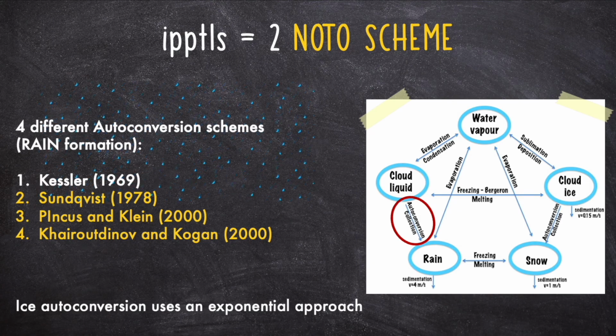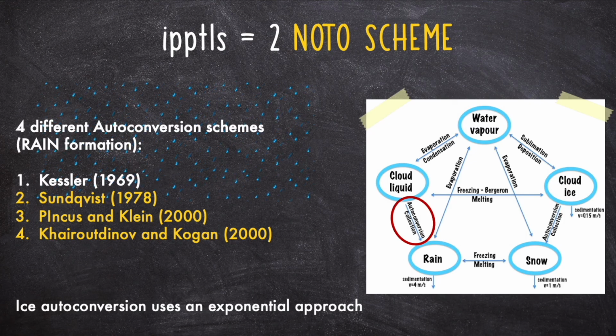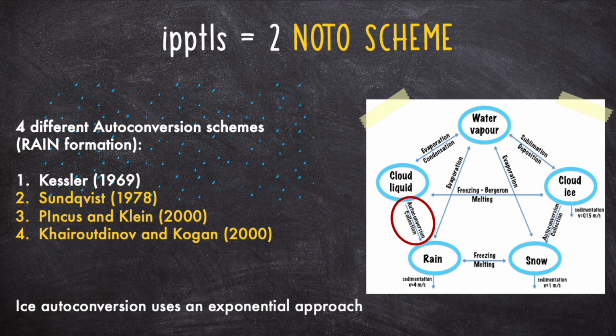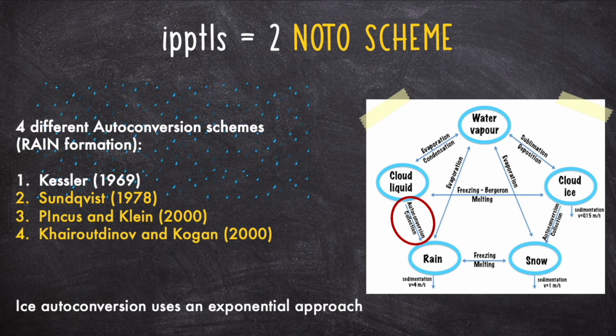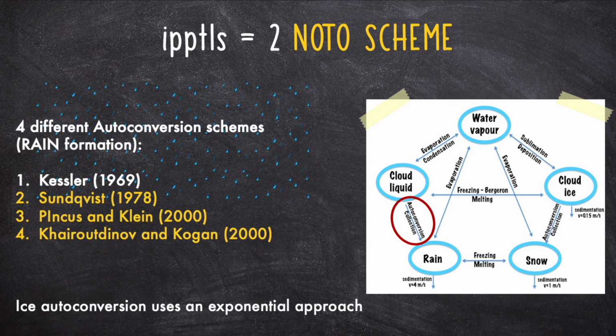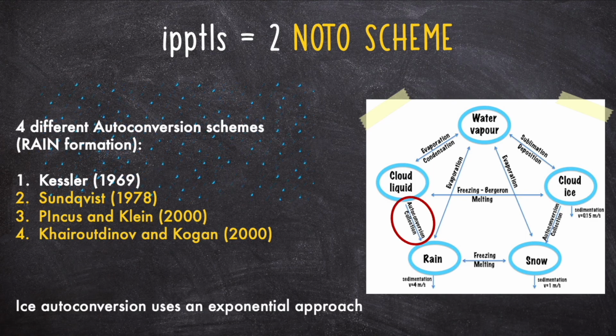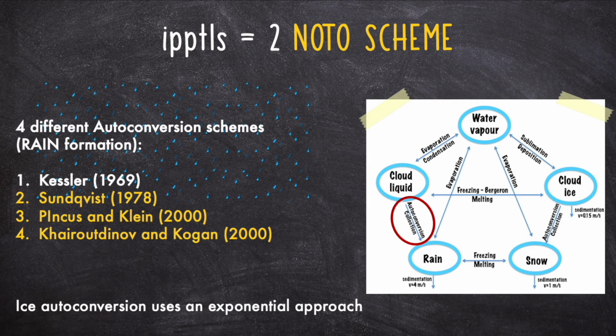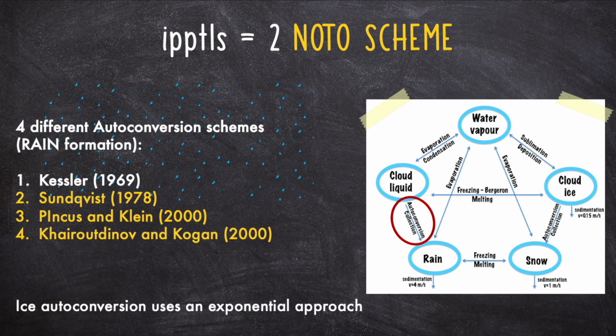For cloud liquid water content greater than this critical value, the autoconversion rate is linearly related to the liquid, while for values below, no autoconversion occurs, of course. The other 3 schemes use an alternative approach without discontinuities, as they include a smoother threshold function. And also for the ice autoconversion, the scheme uses an exponential approach by Sundqvist in 1989 with a specific coefficient for ice particles depending on temperature.